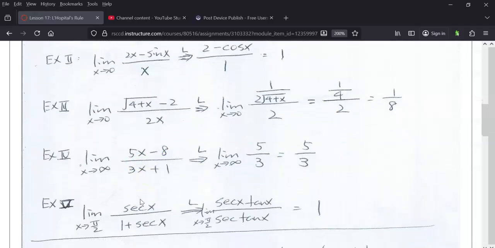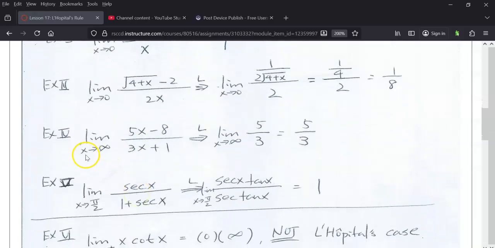Now let's look at some examples where x approaches infinity. If you let x equal infinity in this function, then we learned that the answer should be 5/3. But now let's use L'Hopital to prove it. If you use L'Hopital, the derivative of the numerator gives you 5, then the derivative of the denominator gives you 3. So the limit as x approaches infinity is simply equal to 5/3.